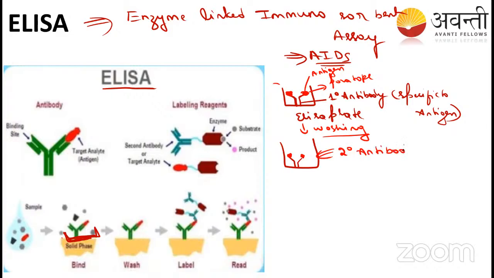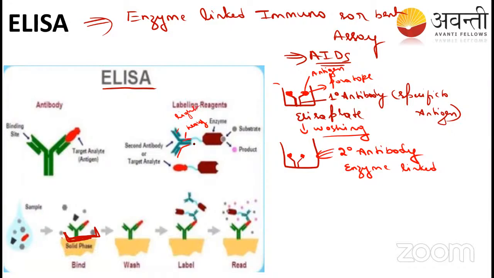They will add secondary antibody. That antibody is enzyme linked. See here, this is the antibody, right? This is the antibody. So here you can see this is a heavy chain, this is a light chain, right?